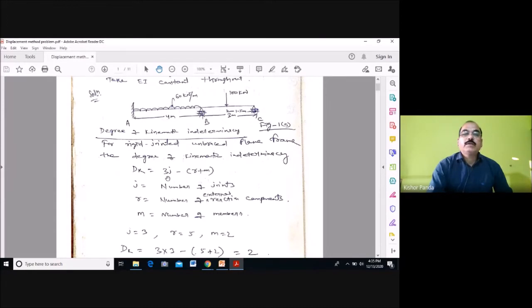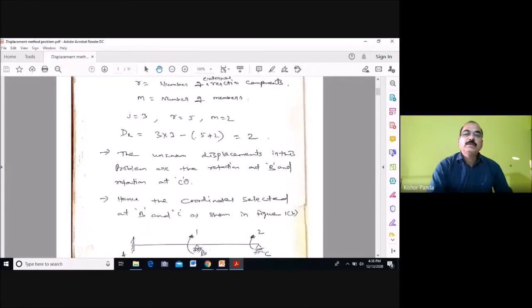This formula is for the inextensibility of the member. So there is also no horizontal displacement, so that is also 0. Only the rotational displacement takes place here, and here also. So you have to consider this as one displacement and this as another displacement. You have to assign the coordinate direction, here 1 and here 2. At B you assign coordinate 1, and at C you assign coordinate 2. So at B and C there are 2 unknown displacement components.